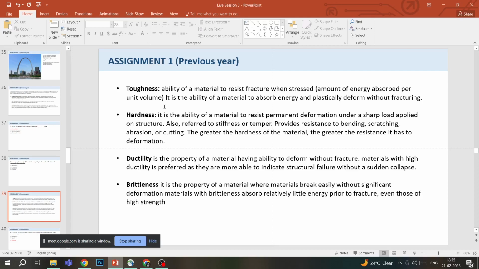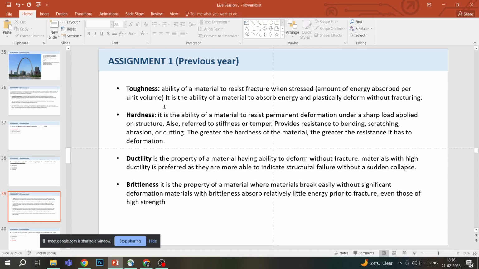Ductility is the property of a material having the ability to deform without fracture. Materials with high ductility are preferred as they are more able to indicate structural failure without a sudden collapse. So you put a force, and the structure deforms without fracture.